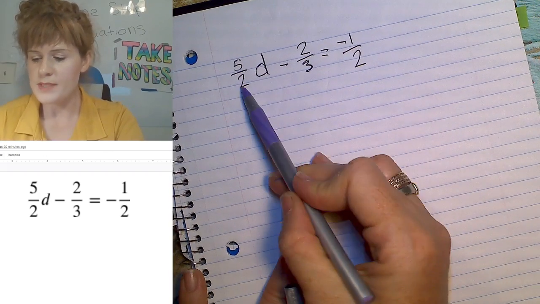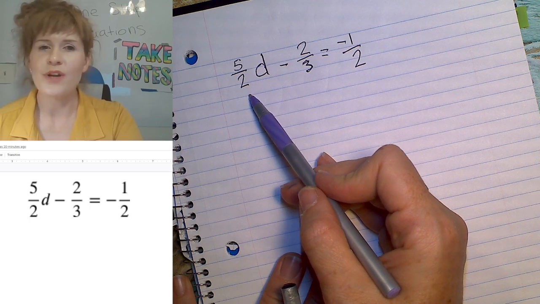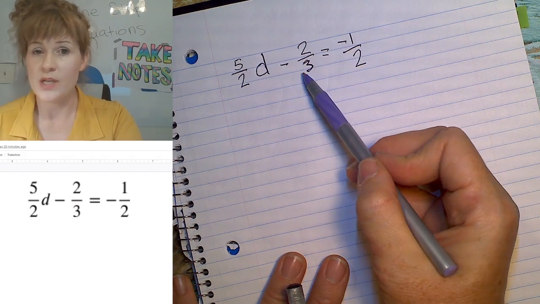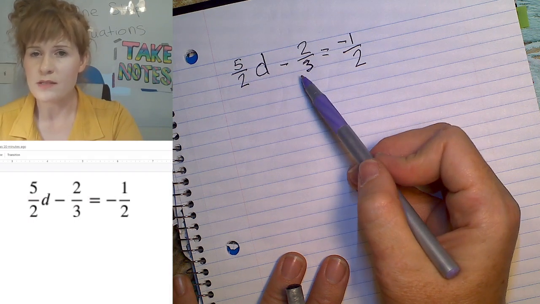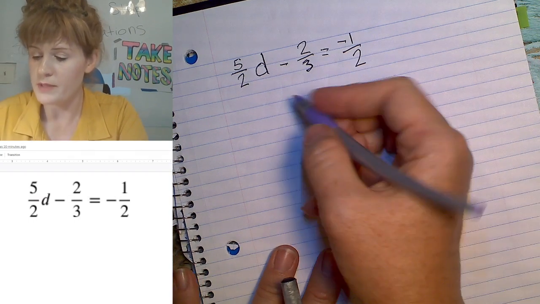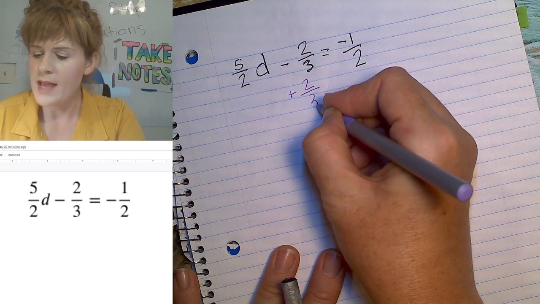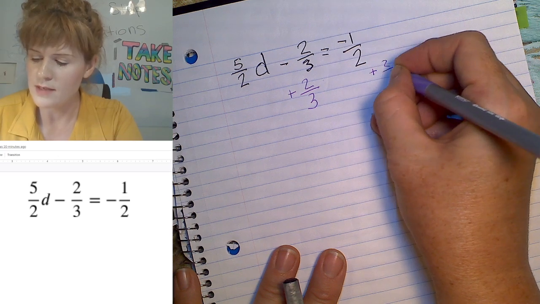Whatever number is being multiplied or divided by the variable, don't touch it yet. Get rid of these terms first. They don't have a variable in them. So first, combine the terms that don't have a variable in them. That'll save you some headaches. So we're going to add 2/3 to the left side and the right side of this equation.